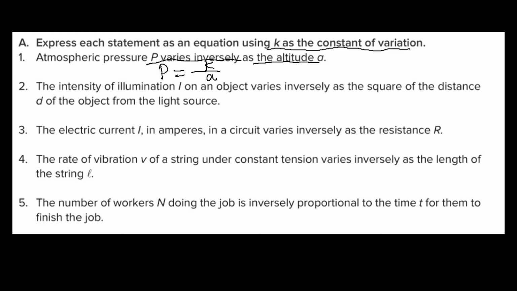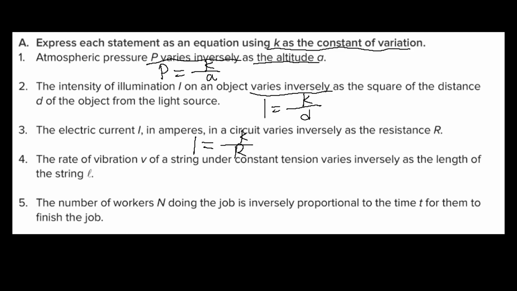Number 2, the intensity of illumination I on an object varies inversely. If you notice, it uses varies inversely as the square of the distance d of the object from the light source. So just write the I and the constant of variation and the distance. Ganun lang kasimple po. Number 3, the electric current I in amperes in a circuit varies inversely, okay, inversely as the resistance R. Okay, so we have I is equals to K over R.